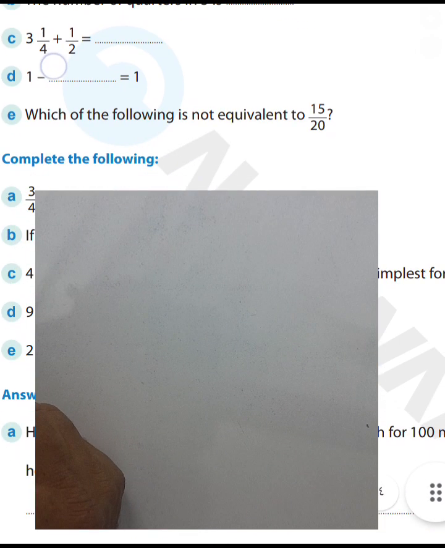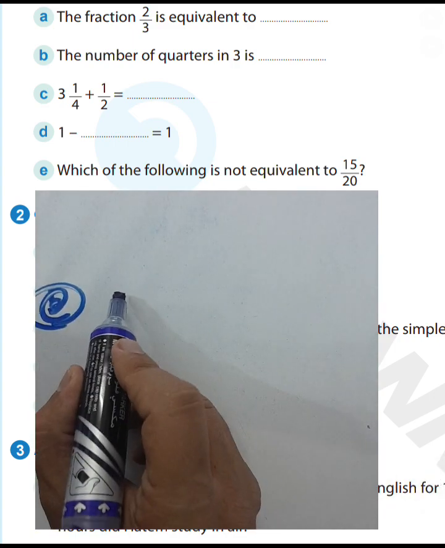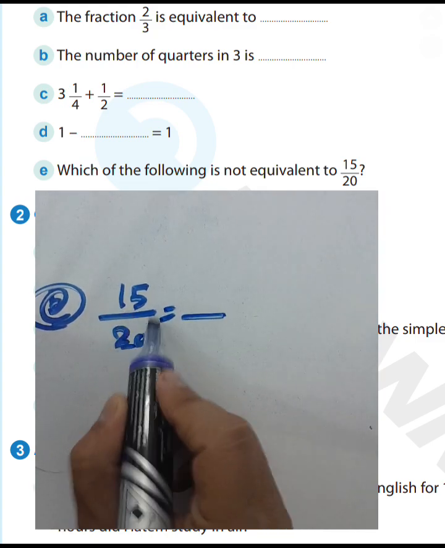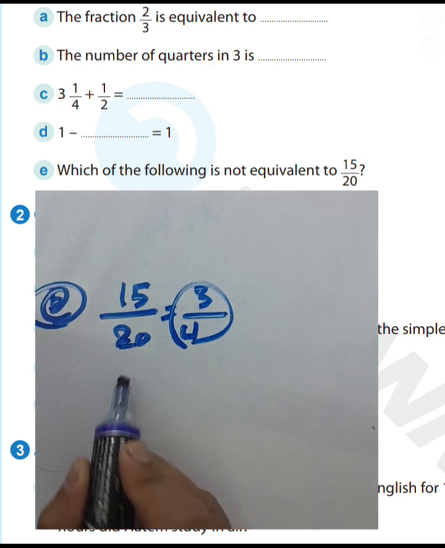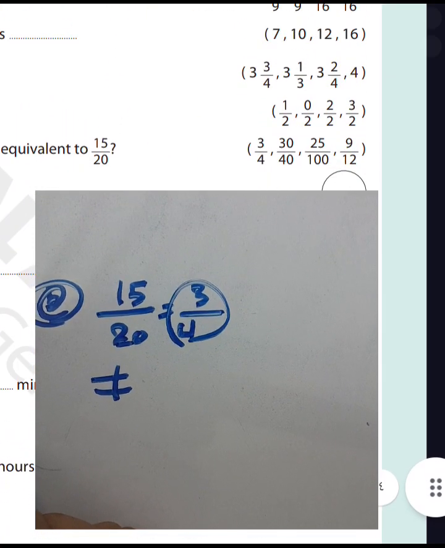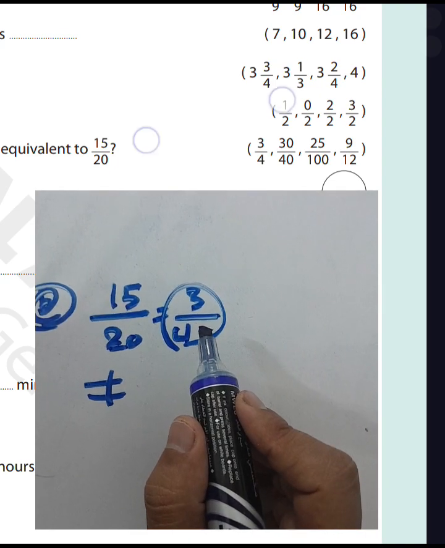Letter E, which of the following is not equivalent? Letter E, not equivalent to 15/20. We know 15/20 we can simplify by dividing by 5. 15 divided by 5 equals 3 and 20 divided by 5 equals 4. Which is not equivalent to it? From this we have 3/4 here, equivalent to 30/40.